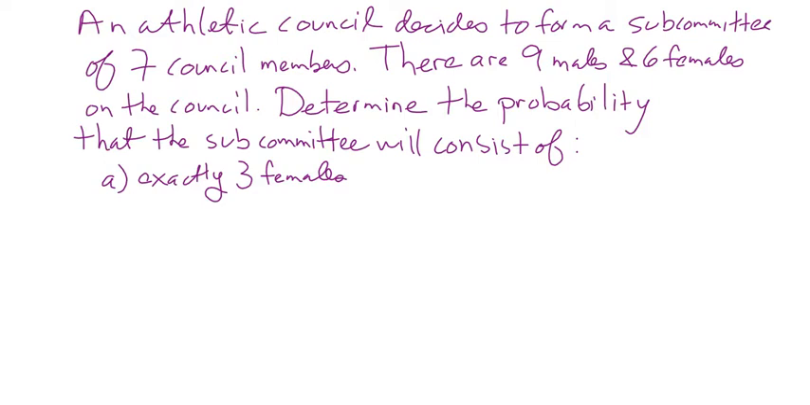Okay, so how many females do we have? 6. How many do we need? 3. How many males do we have? 9. And how many do we need to fill out the committee? Okay, top numbers add to 15, bottom numbers add to 7, right? I like doing it that way. So I can say, okay, I've taken care of everybody on the committee and I've got my 7 members. And how many ways can we choose this committee?